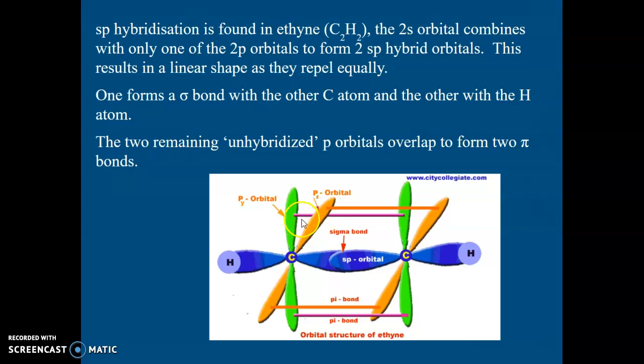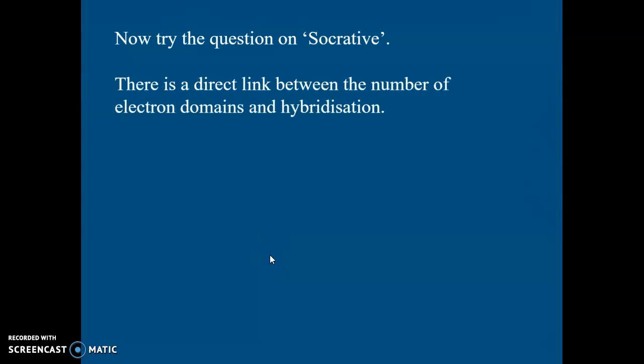And here's your py and pz orbitals overlapping, yes, I know it's really shockingly drawn, to form the 2 pi bonds. 2 pi bonds, remember, with an area of electron density sort of in there and sticking out towards me. I can't manage to show that very well, and as you can see, neither could this diagram. If you find better diagrams, please let me know. So ignore that, now try the question on Socrative.